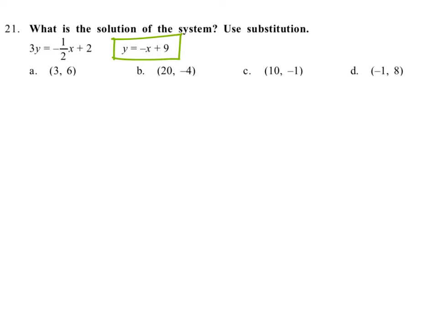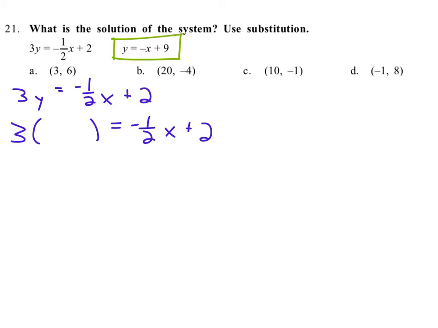that variable in, substitute the expression on the other side of the equal sign for that variable. So since it says y equals on that equation, I'm going to take the first equation that says 3y equals negative 1/2 x plus 2, and I'm going to substitute for y what the expression says y is equal to. Negative 1/2 x plus 2. And the expression says y is equal to negative x plus 9. So when I distribute that 3 through, I get negative 3x plus 27.